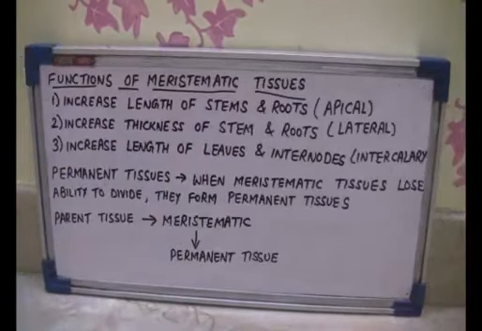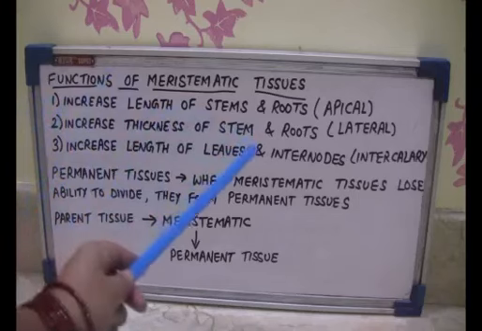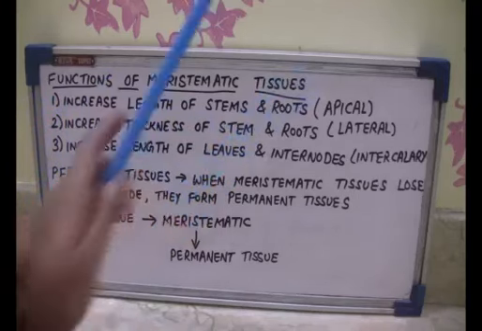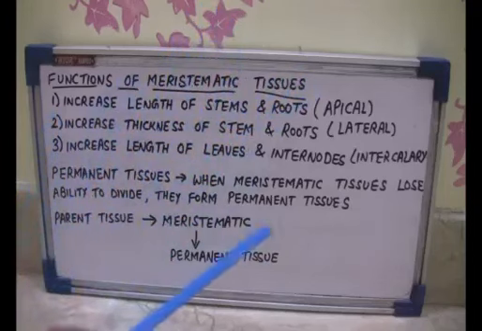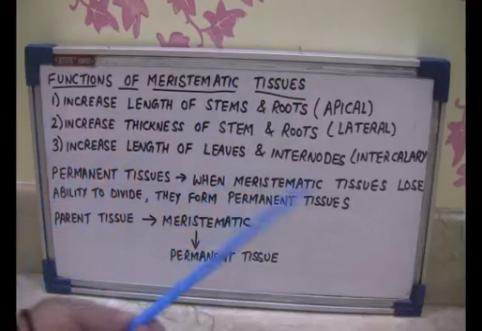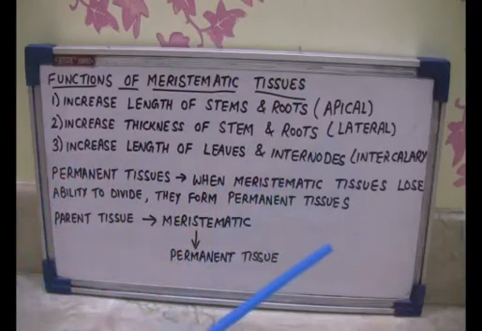Students, it is very easy to learn and memorize the functions of meristematic tissues. As we have discussed earlier, there are three main functions of meristematic tissues. They increase the length of stems and roots, like apical do. They increase thickness of stems and roots, lateral one. And they increase length of leaves and internodes, as the intercalary meristematic tissues do. So you can easily learn them and you can use them in your long answer type questions, also in short answer type questions.